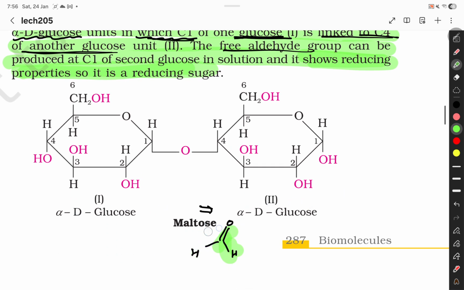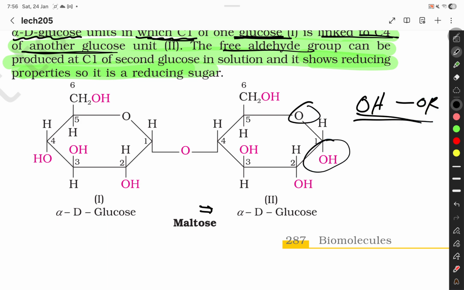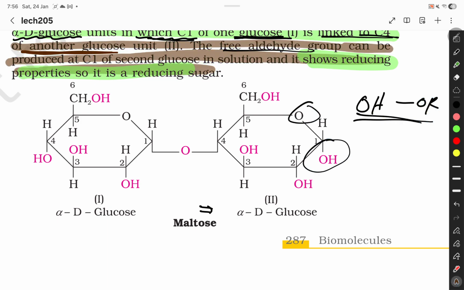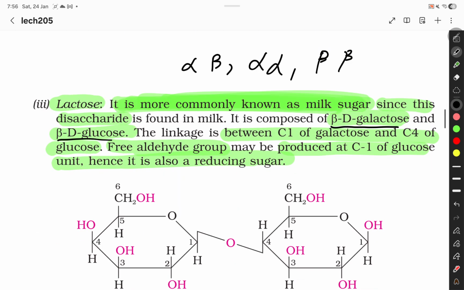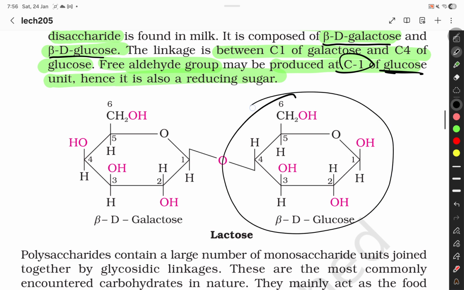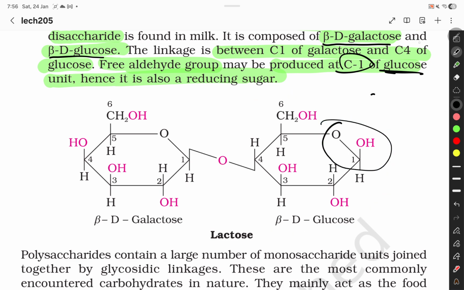So we need a hemiacetal linkage, and our hemiacetal linkage is present over here. Hemiacetal is OH, OR, and that is present over here. So make sure you read the question properly. It says C1 of second glucose in solution. Here it says C1 of glucose in unit. So this unit, this part.